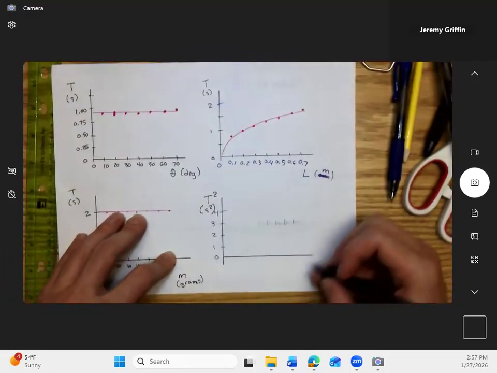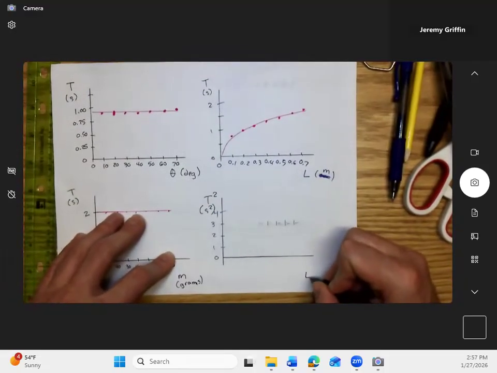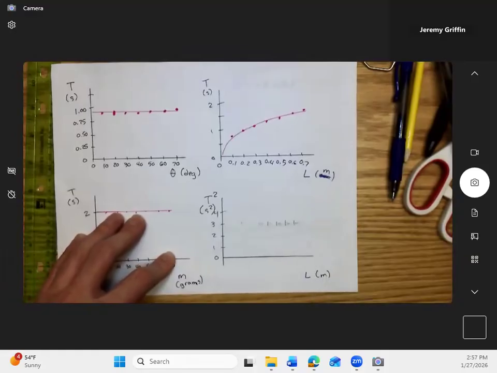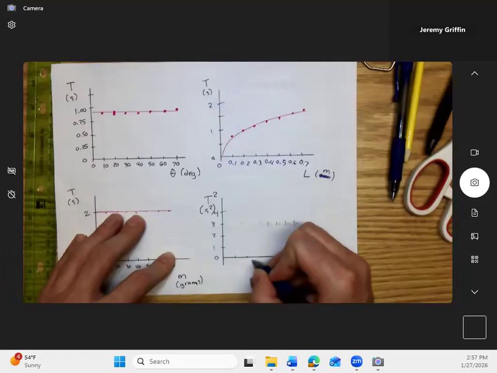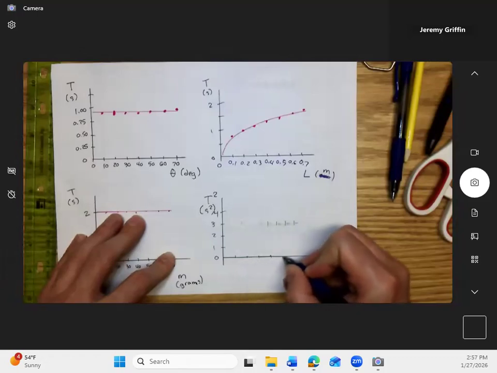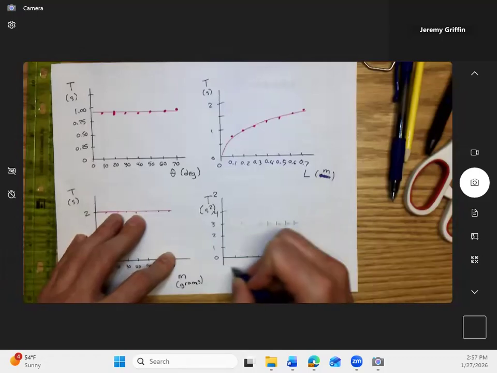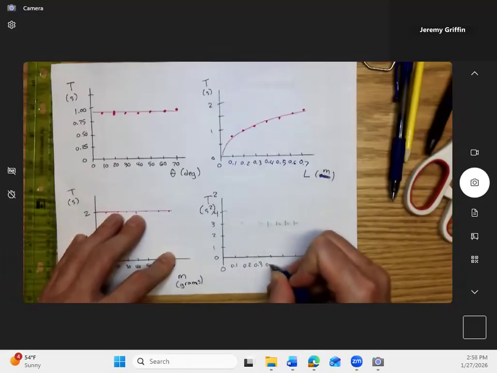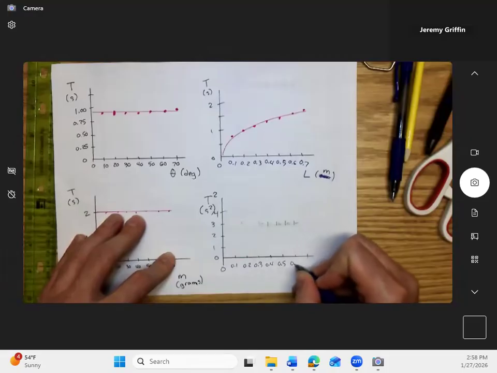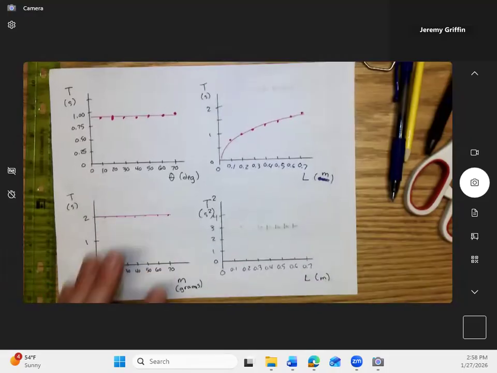I'll keep the horizontal axis the same, length in meters, and scale it also the same as before. So 0, 1, 2, 3, 4, 5, 6, 7. Like that.